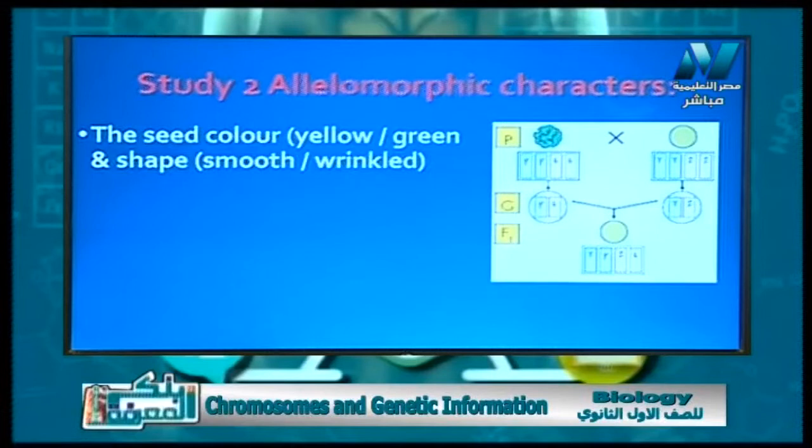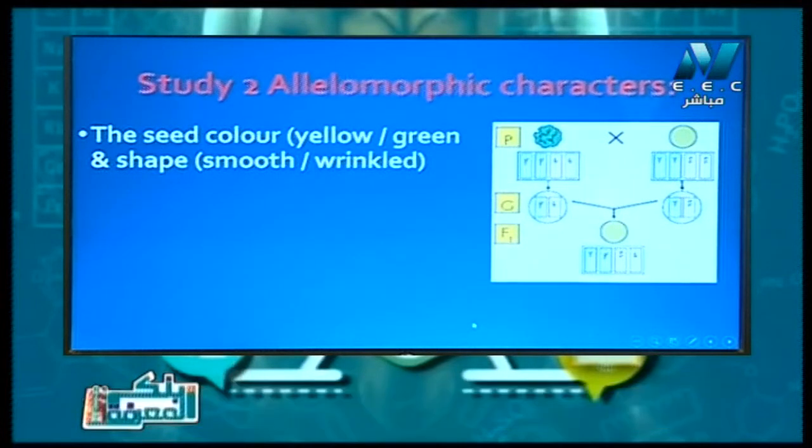So we have another part, when Mendel studied 2 allelomorphic characters. For example, he chose the color of the seed and the shape of the seed. The color could be yellow as dominant character, green as a recessive character, and the shape could be smooth or wrinkled. Smooth is dominant and wrinkled is recessive.